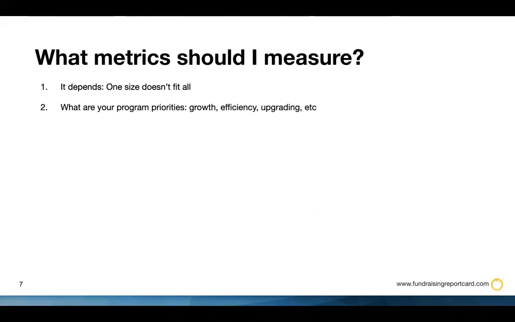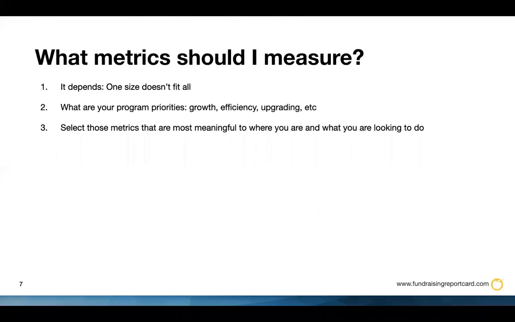And why does it depend? Well, it depends what you're trying to accomplish with your program. If you're looking to grow your program, you're going to have certain metrics at play. If you're looking for efficiencies in your program, you're going to have different metrics in play. If you're looking to enjoy upgrades and maybe move the top of your file in major giving, you're going to have different metrics in play. So one size doesn't fit all. So you really should be selecting those metrics that are most meaningful to where you are and where you want to take your program and the strategies that you're putting in place.